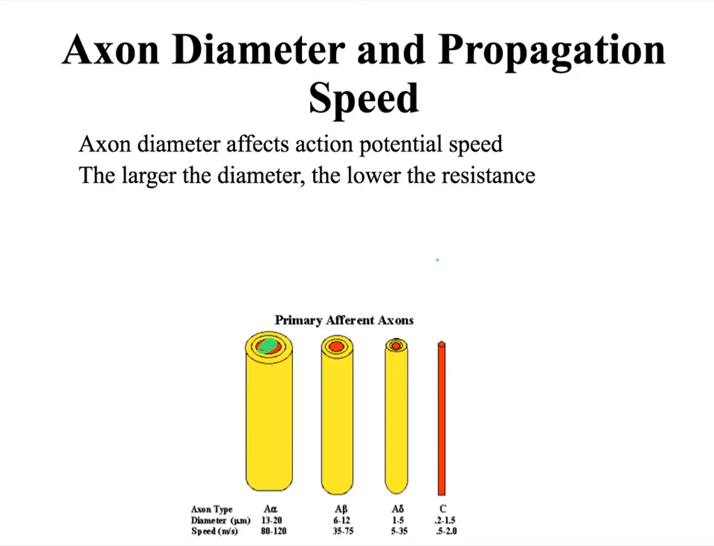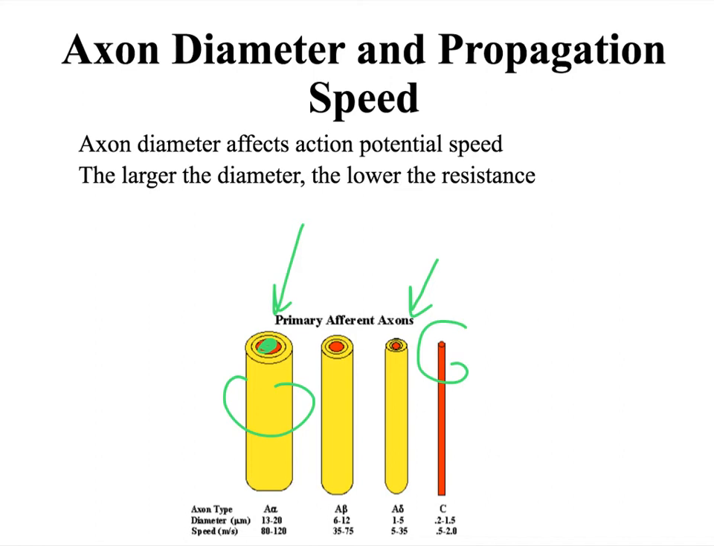If you've got a very small diameter axon, it's going to move very slowly in comparison to the very large diameter axons. And then when you add on to that myelination, then indeed you've got the fastest propagation. So a very small unmyelinated axon is going to give you the slowest propagation, and a very large diameter myelinated axon will give you the fastest.